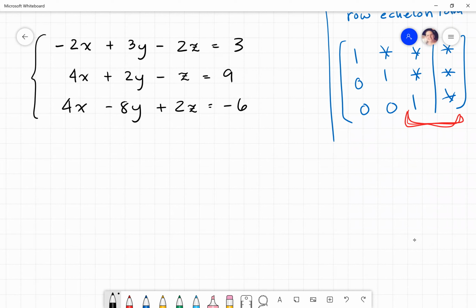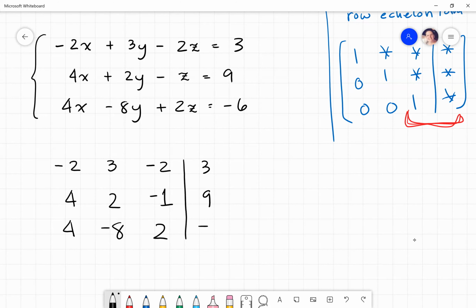Okay, so first equation becomes the first row in our matrix. So it becomes -2, 3, -2, and then we augment with 3. All right, second equation, second row, 4, 2, -1, 9. All right, third equation, third row, 4, -8, 2, and -6. And the brackets. Okay. I don't like that bracket.